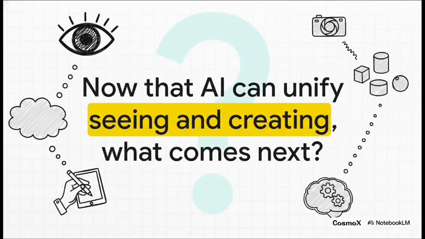For the first time, we have a clear path toward a single AI model that can have a real visual conversation with us, one that can see what we see, understand what we mean, and create what we imagine. And it leaves us with one very, very exciting question. Now that we can actually do this, what are we going to build next?